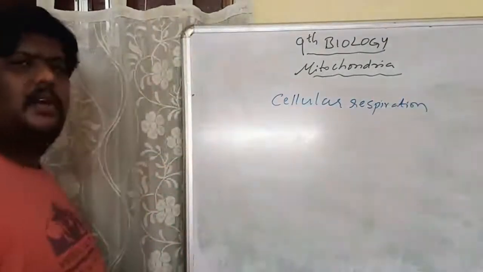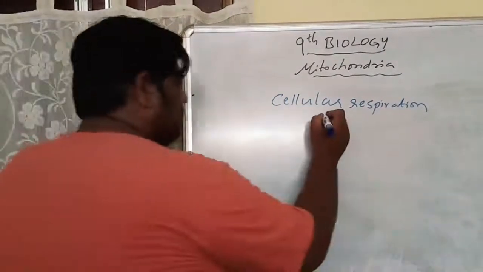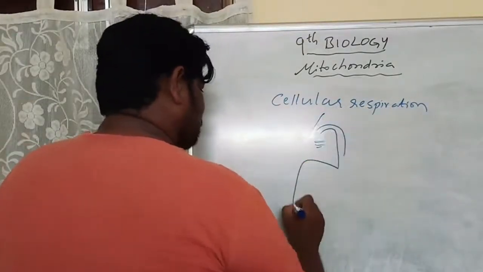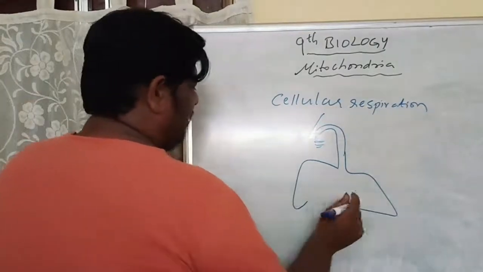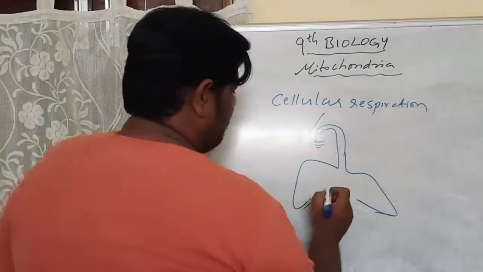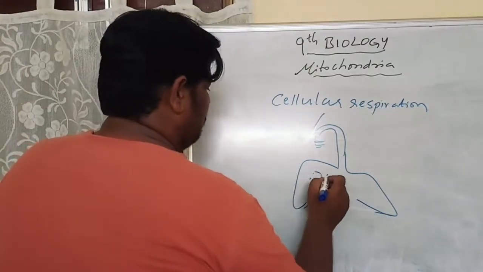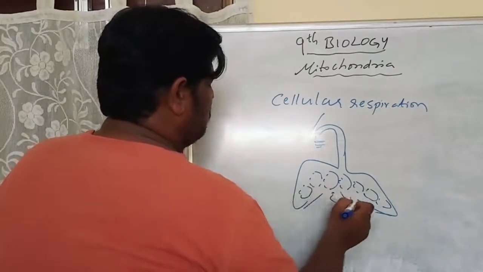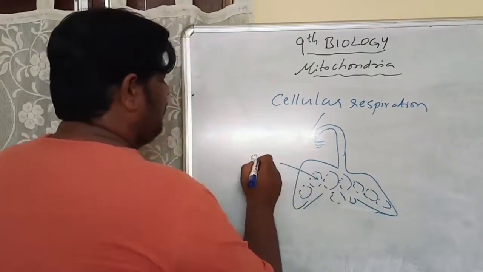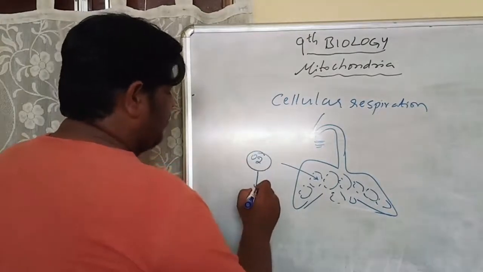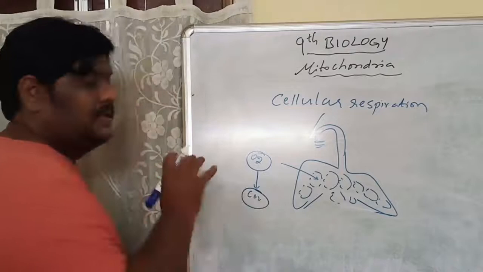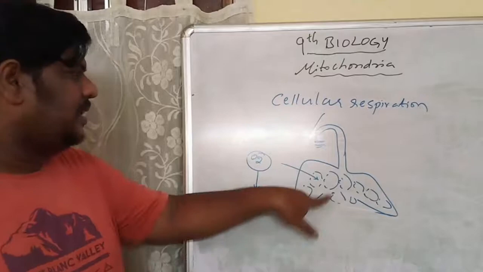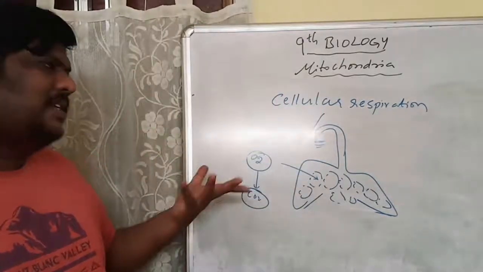Now, what is cellular respiration? We all know that we take air through our nose and that goes into the lungs. Once it goes to the lungs, there are structures called alveoli, and these structures take in the oxygen and give out the carbon dioxide. This is a process which we know. So already we say, what is respiration? Taking in oxygen and giving out carbon dioxide. That is called respiration.